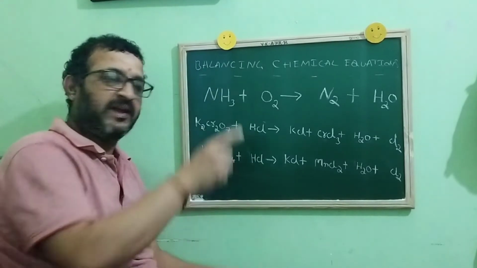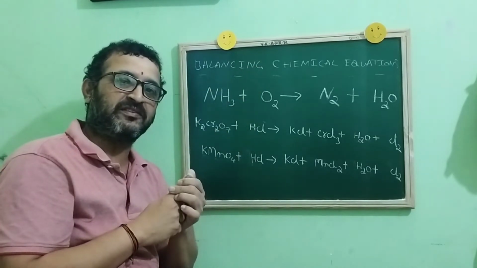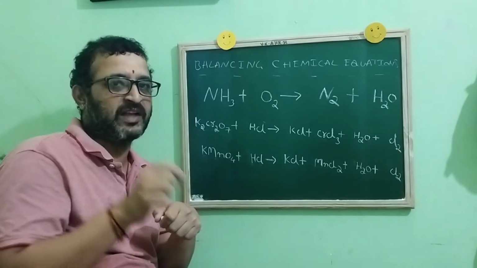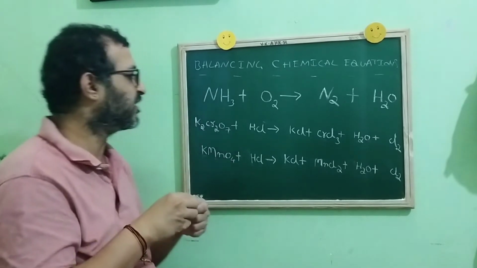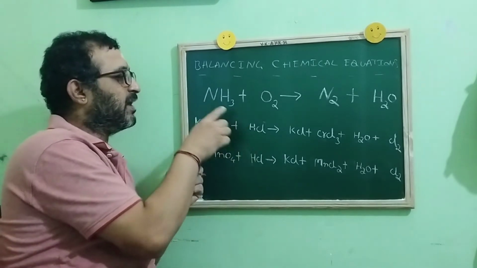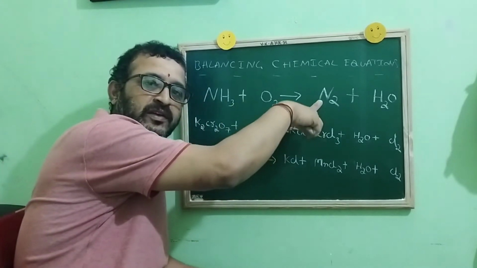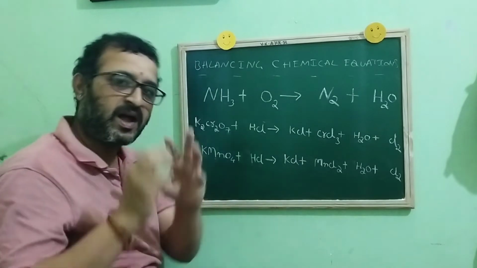Children, today's topic is balancing the chemical equations. Most of the children have the problem with balancing the chemical equations. So that's why we are doing that today. Right children? Now, the equations I have taken, the first one is something like this. Ammonia reacts with oxygen to produce nitrogen and water. How to balance this one?